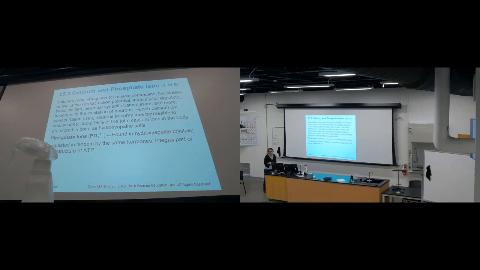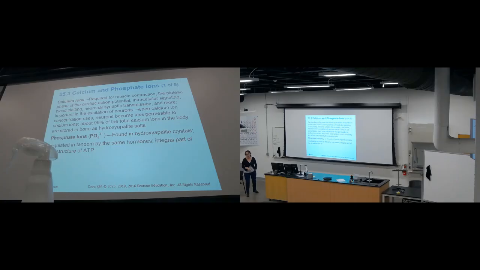And about 99% of the calcium is stored together with phosphate in the bones as hydroxyapatite salts. So that maintains strong bones. But it is also located in dentin and in enamel. Bone is the third strongest tissue in our body. The first one is enamel, the second is dentin in our teeth.